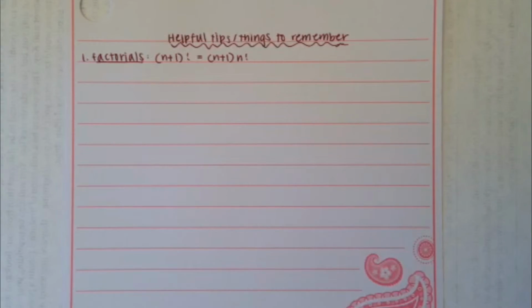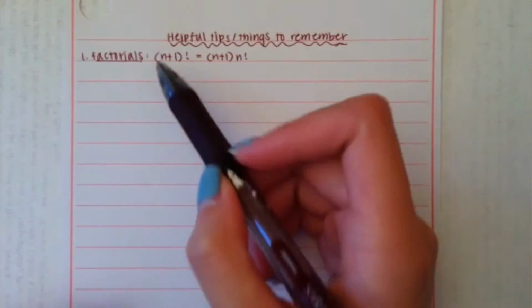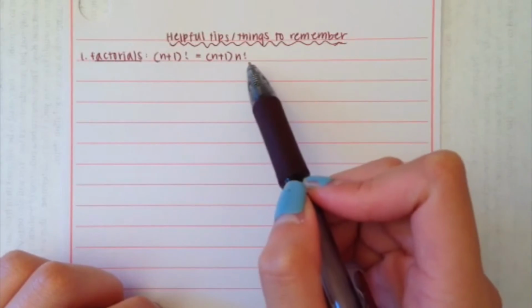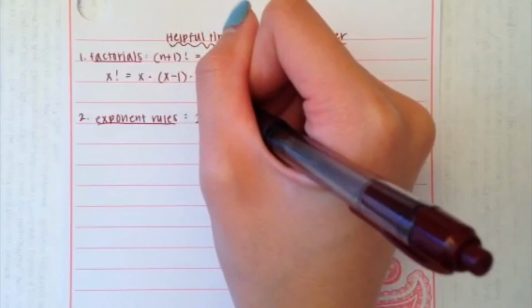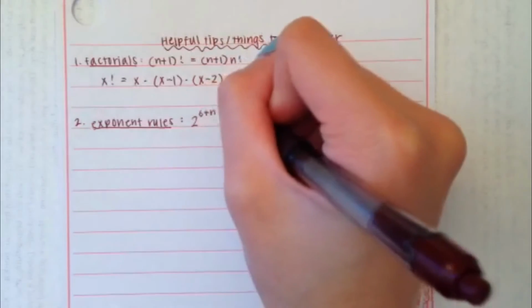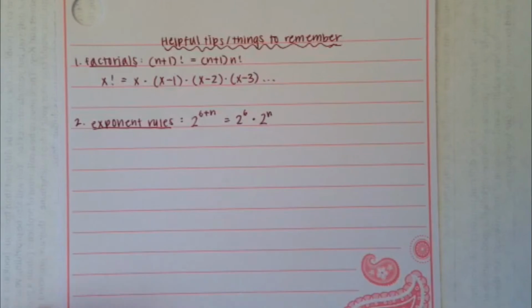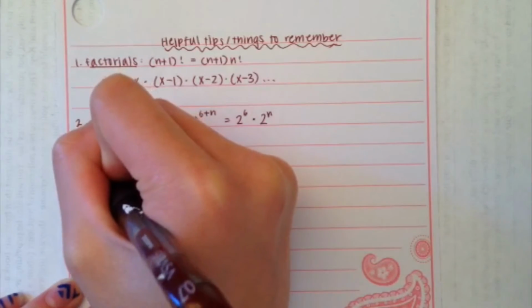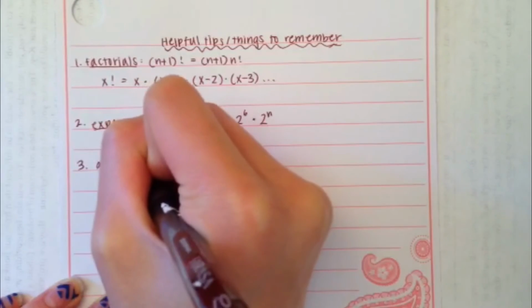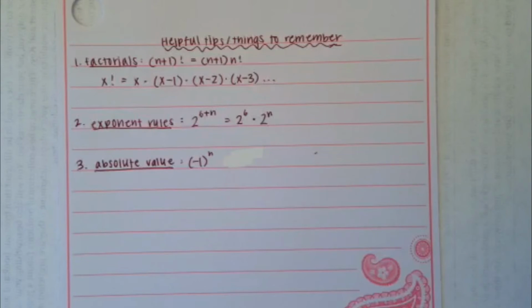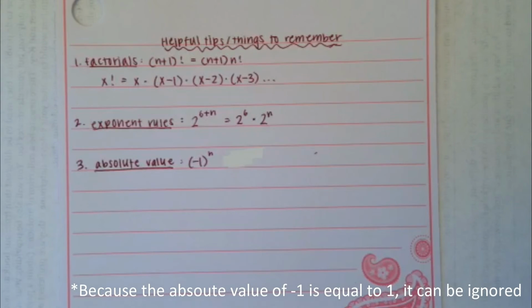Here are some helpful tips and things to remember. The first one, factorials. You have to remember that (n plus 1) factorial equals (n plus 1) times n factorial. Another thing you should remember is your exponent rules. If you had 2 to the 6 plus n, that's the same thing as 2 to the 6th power times 2 to the n. Another thing you should probably remember is the absolute value bars. If you had (-1) to the nth power, you can just ignore it because the absolute value of -1 is 1.